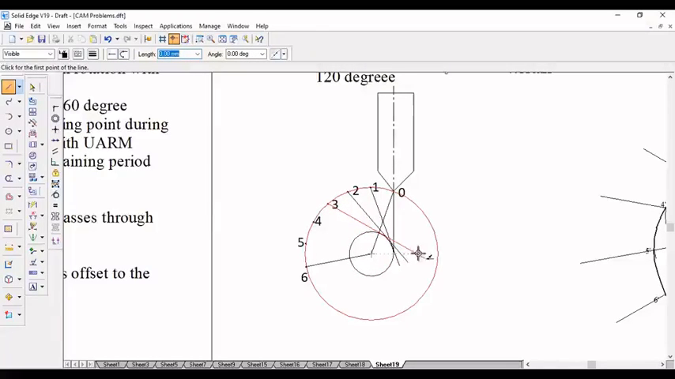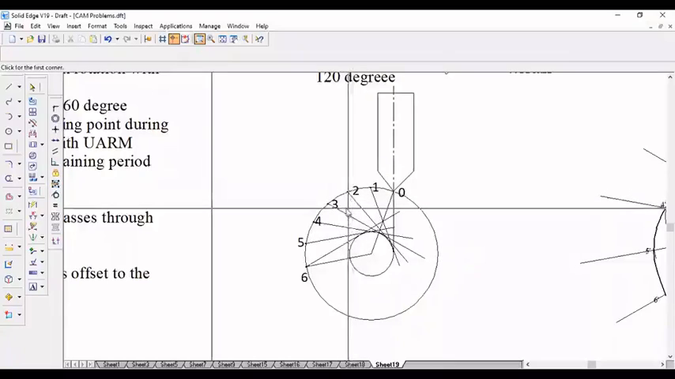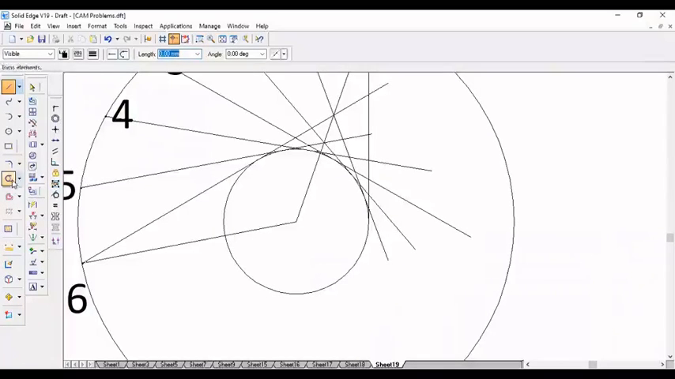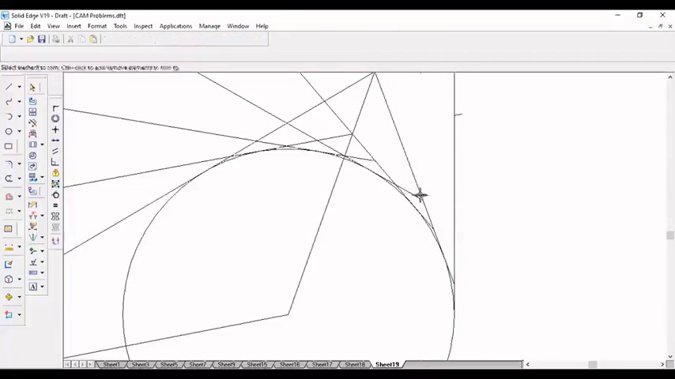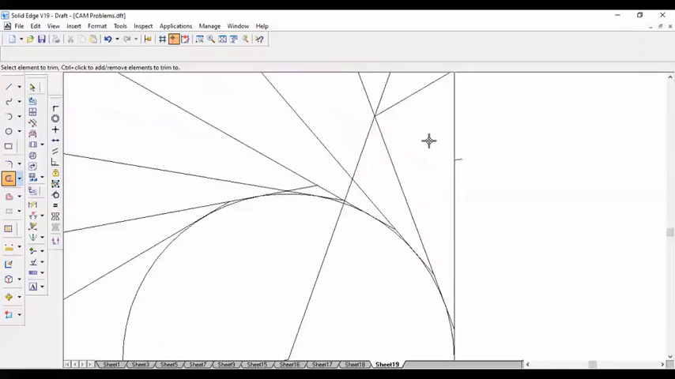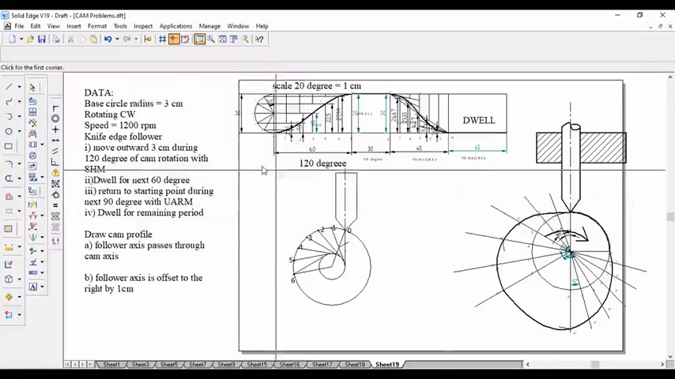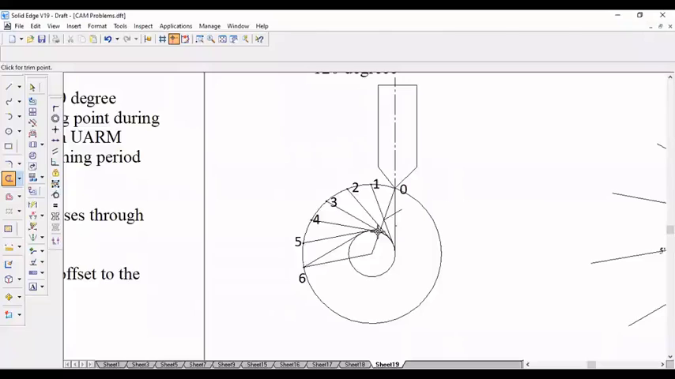You do not have to cross this line. Just if it reaches this particular point, that is enough. I'll just trim the extra portions which are crossed. You need not worry about this part because while drawing you can just stop drawing once it reaches the circle. Do not extend it.